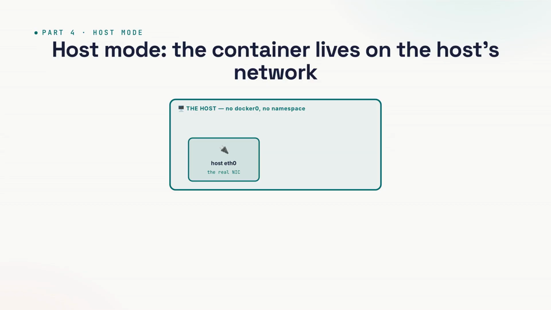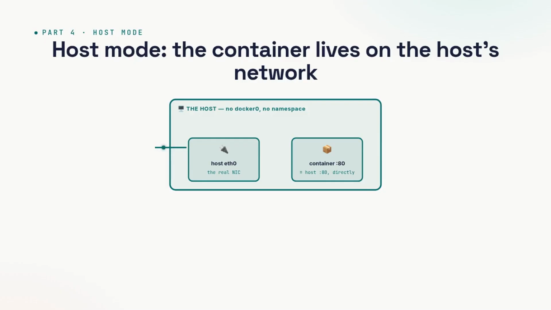First, host mode. Here Docker skips the whole game, no Docker 0, no separate network namespace, no port mapping. The container shares the host's network stack directly. There's no island at all. The container is standing on the mainland. Because it's on the host stack, the container's port 80 is literally the host's port 80. No mapping, no translation, no bridge hop in the middle. A request to the host on port 80 lands in the container instantly.